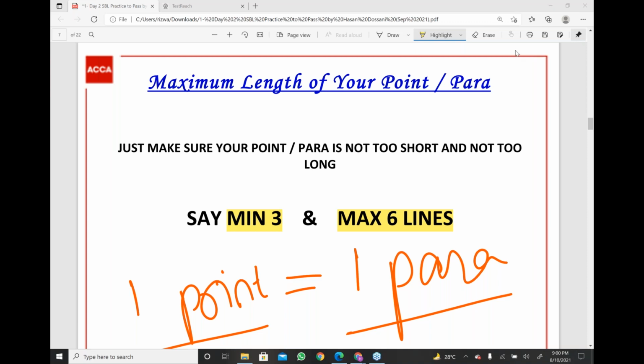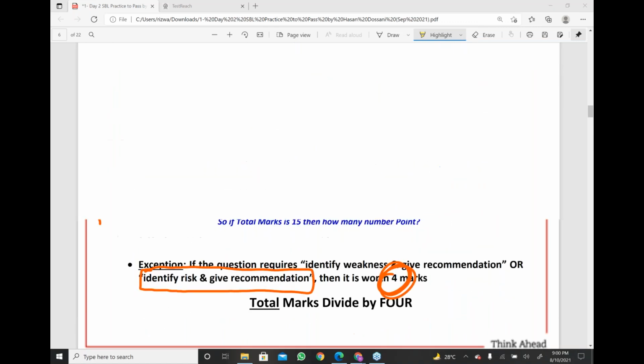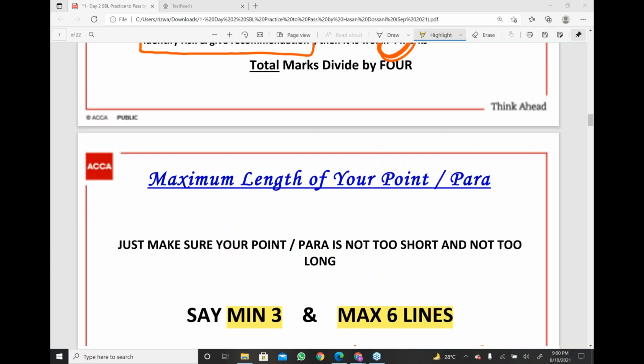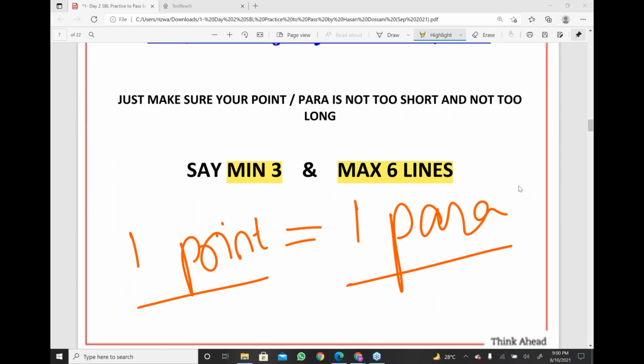Okay, guys, so we are clear on the number of points. We divide total marks by 2, and in rare situations we divide total marks by 4. And regarding the paragraph, the size of your point or the size of your para should ideally be minimum 3 lines, maximum 6 lines.